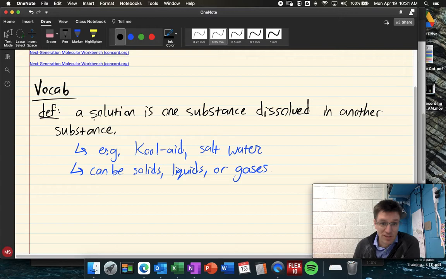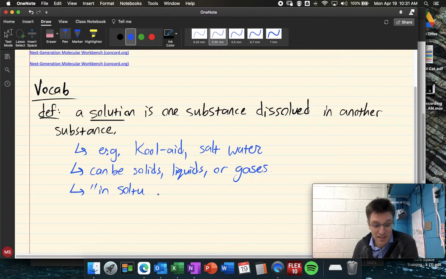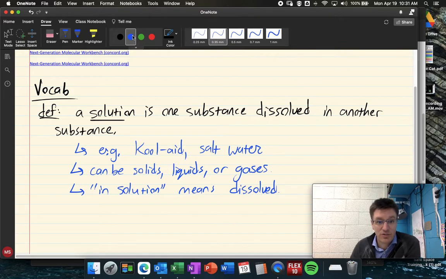So we're going to be talking about solutions the entire unit. That's probably the most common word you're going to see this unit. When you hear the phrase in solution, so if I'm talking about, I need 10 grams of salt in solution, I mean that the salt is dissolved. So there's some common language that we run into.